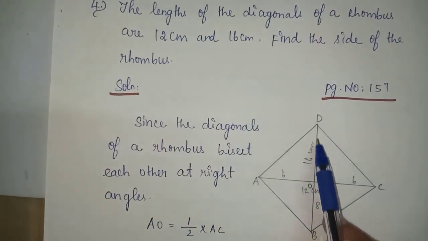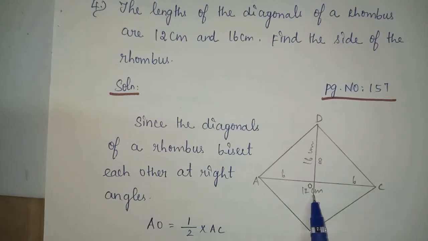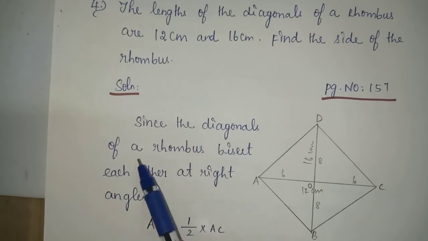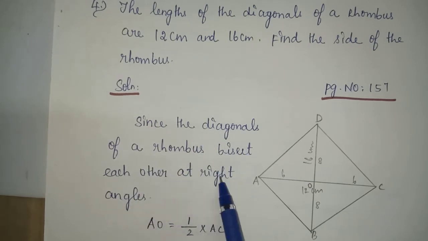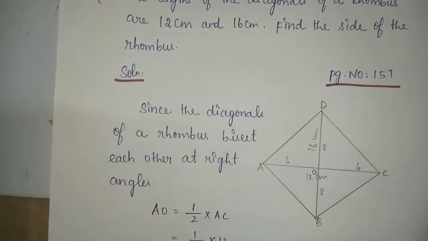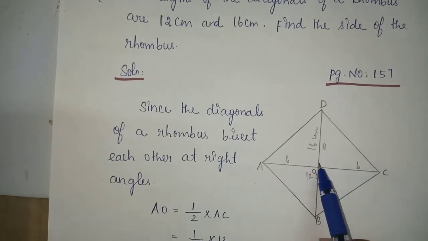So these two are the diagonals of the rhombus. This is 12 cm and this is 16 cm. Since the diagonals of a rhombus bisect each other at right angles, we can see the diagonals bisect each other at right angles. So it makes right angles.